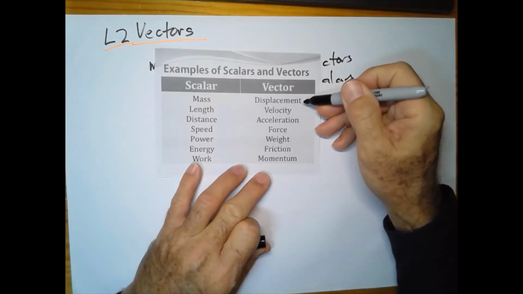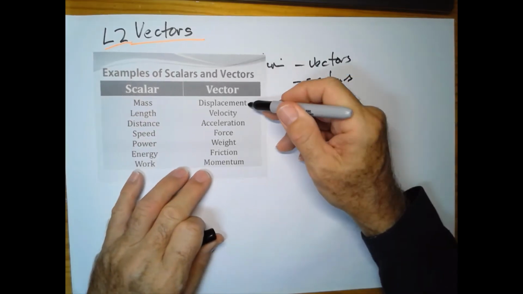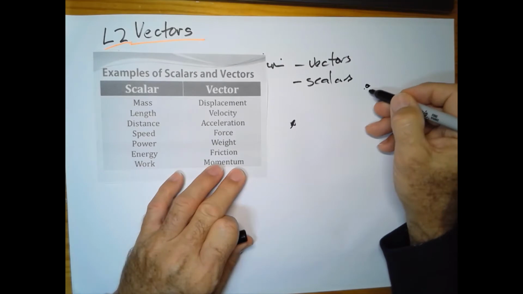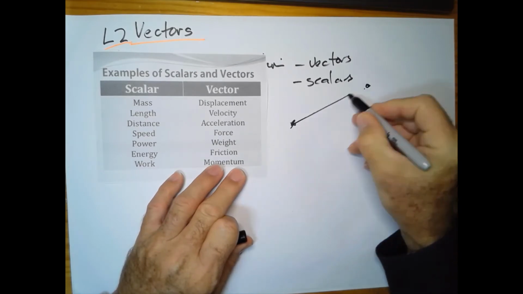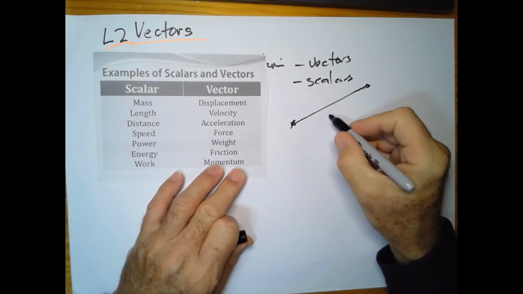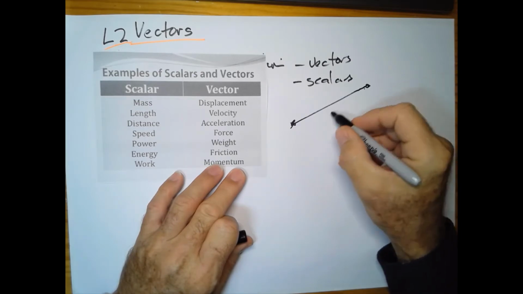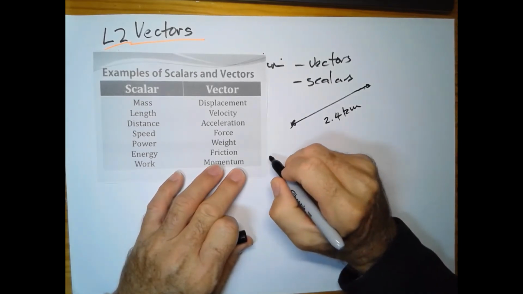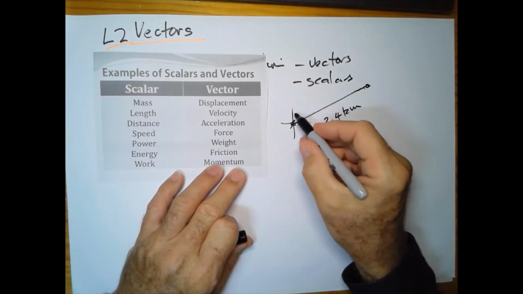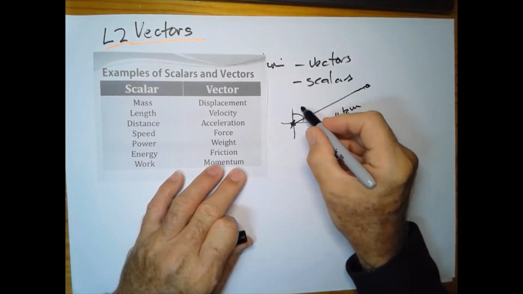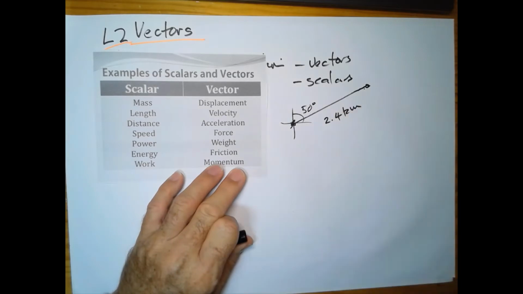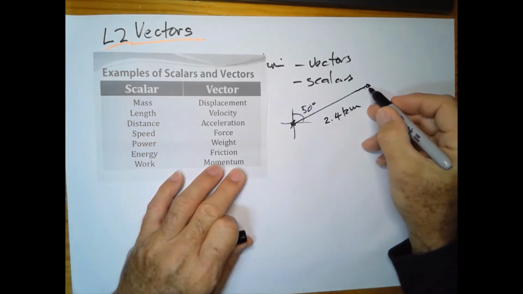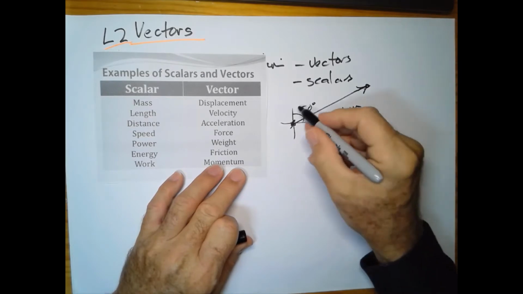Examples of vectors. Displacement. So displacement, I've started here and I've ended up there. This is the displacement. It's got a length, 2.4 kilometers, and it's in this direction here, which is about 50 degrees east of north. So displacement has got a length and a direction.